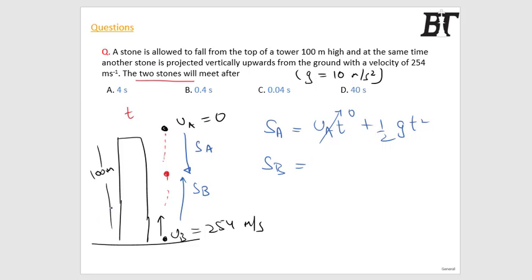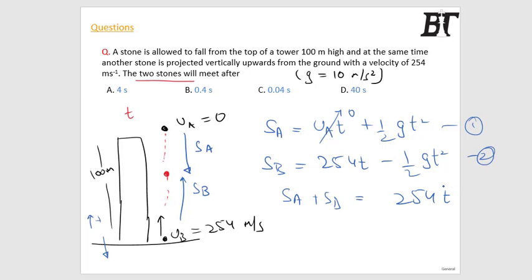Similarly, displacement of B, considering the upward direction as positive, we can write it as UT. U of B is 254 into T minus half G T square. Minus kyun kiya, kyunki maine upar ki side positive liya hai toh iska acceleration neeche ki side hai G, which will be taken as negative. If we add both these equations 1 and 2, we get SA plus SB is equal to 254T.